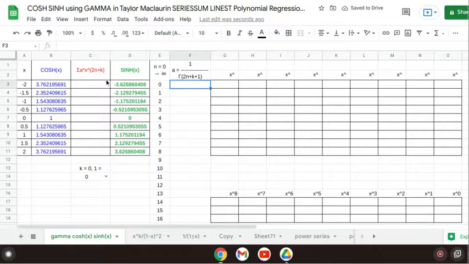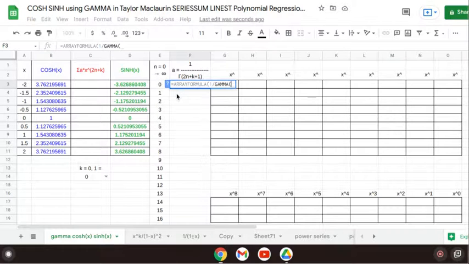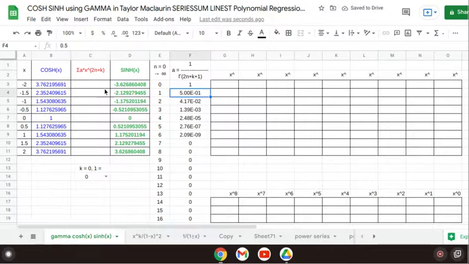Now we calculate the coefficient, which is equal to ARRAY formula 1 over gamma of 2n plus k, so 2 times n plus k plus 1, and enter. Now we can calculate the expansion.